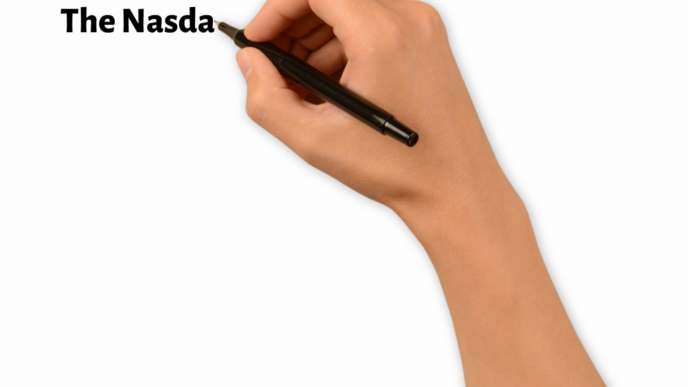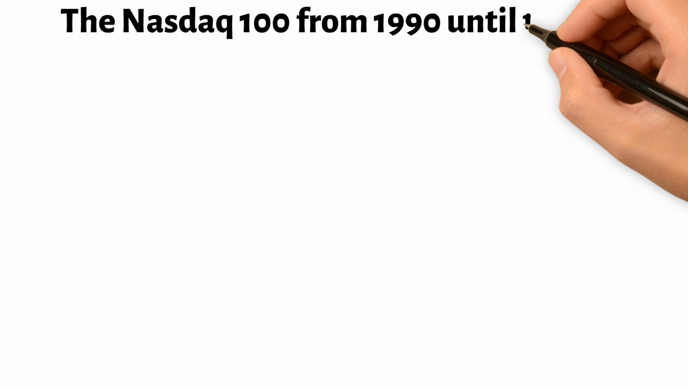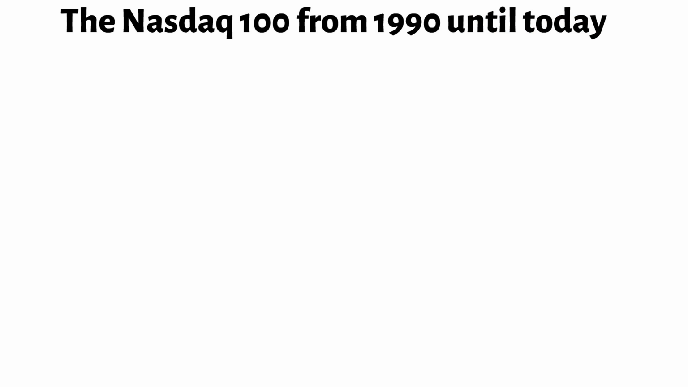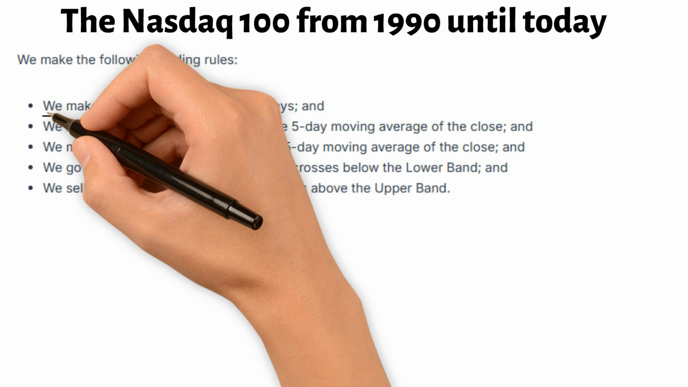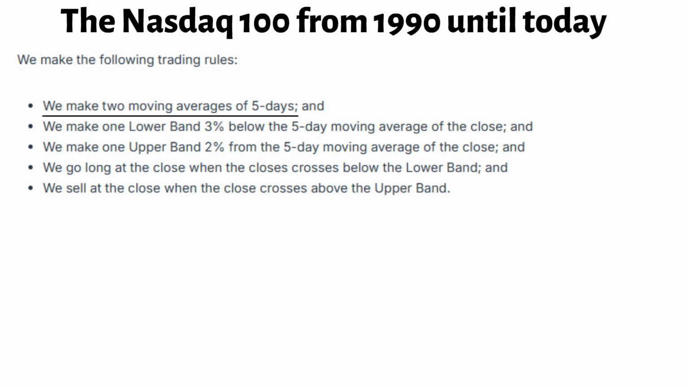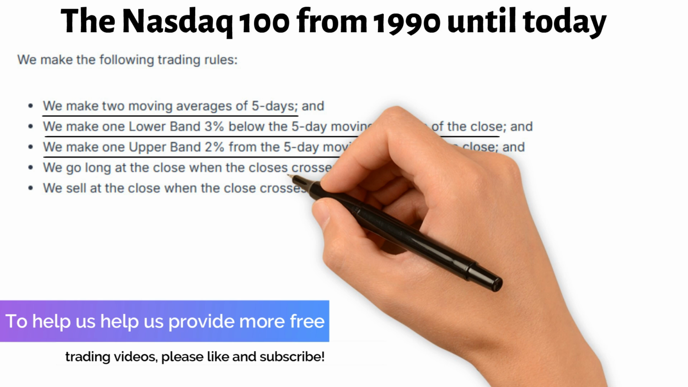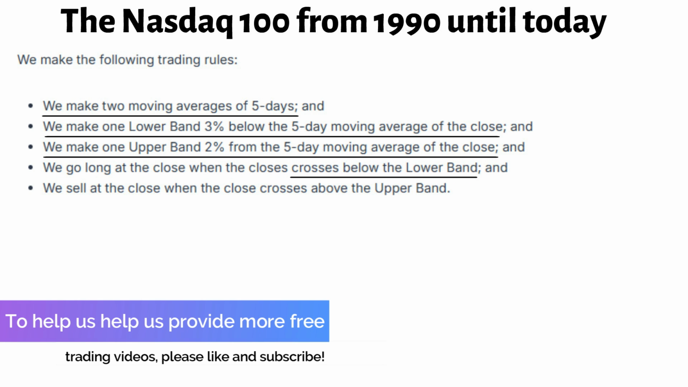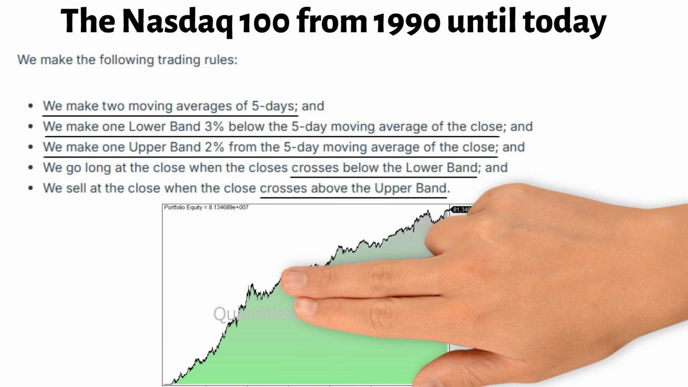Now, let's show you the high-low bands indicator strategy. We backtest these trading rules on the stocks in the Nasdaq 100 from 1990 until today, and the result is pretty good. The trading rules are simple yet effective. We make 2 short-term moving averages, one above the close and one below the close. We go long when the price crosses below the lower band, and we sell when the close crosses above the upper band. Just imagine this equity curve.